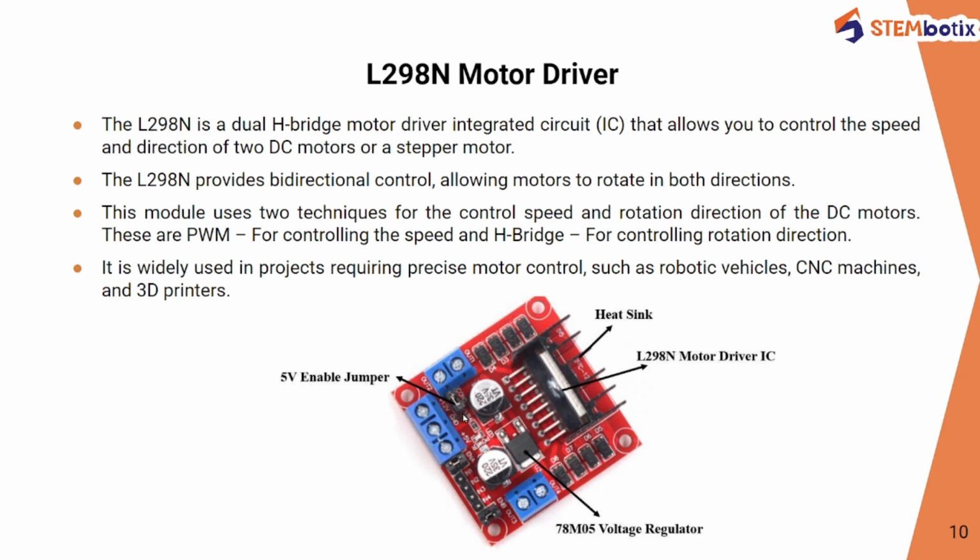After that, this particular module also has two different things: a 5 volt enable jumper and a voltage regulator. When this enable jumper is in place, the 5 volt regulator is enabled and the logic power supply is derived from the motor power supply. This is the onboard voltage regulator, and it is named the 78M05 voltage regulator.